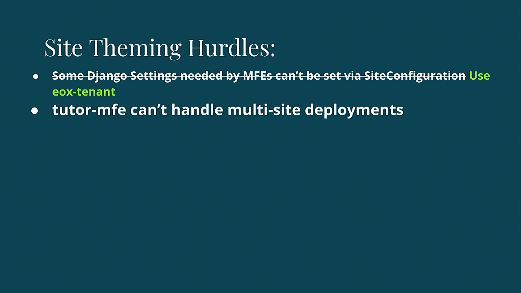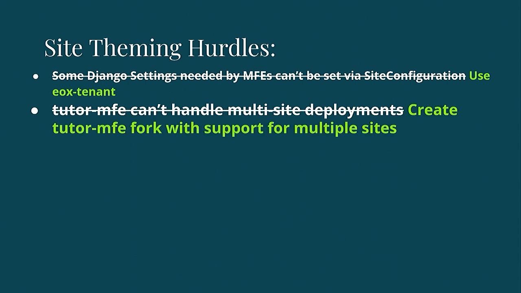So our solution for this was to create a kind of fork, which was supposed to be temporary, of the MFE plugin for Tutor. Essentially, you give it a list of all the sites that you want deployed, and a list of themes for each of those sites. You set up all that configuration, and it's going to build a different variant of every MFE for every site, set up the correct URLs, and it works. Right? At this point in time, essentially our problems are solved.